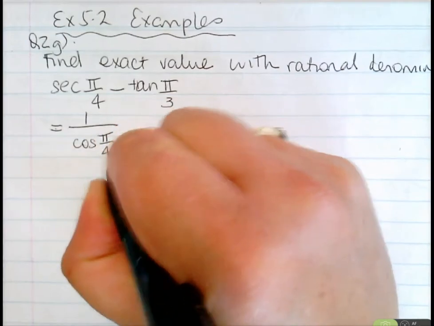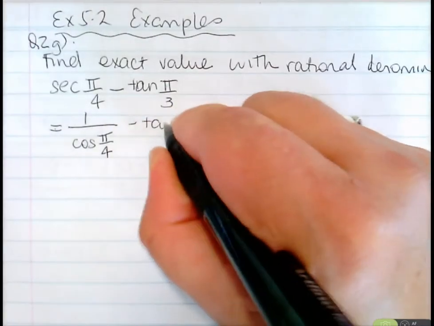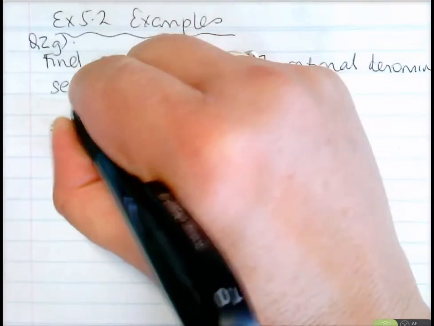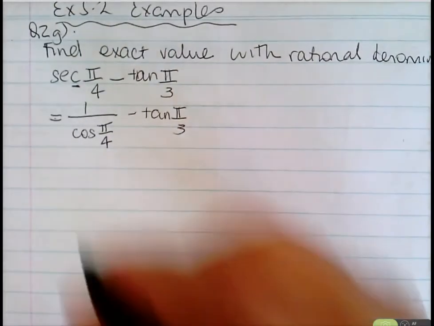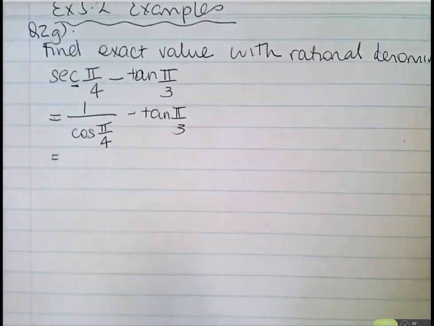cos pi on 4. So girls, your sec, you can underline the third letter. You know that it's 1 on cos. So what's cos pi on 4? Cos 45, girls.